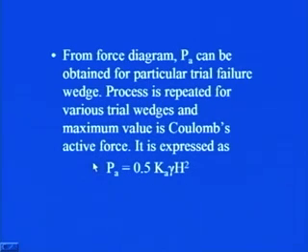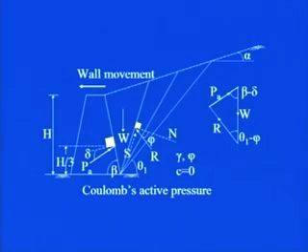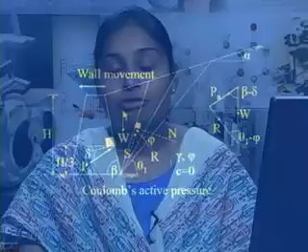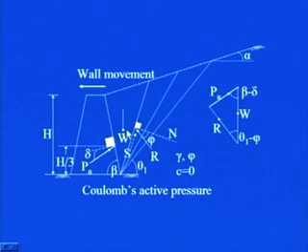Now, from these three forces we can draw the force diagram, and then PA can be obtained directly for any particular wedge. Let me show you how to draw this force diagram, because once you know the force diagram, simply by measuring any particular length you can know the magnitude of that particular force. Now let us try to see how we can draw this force diagram.